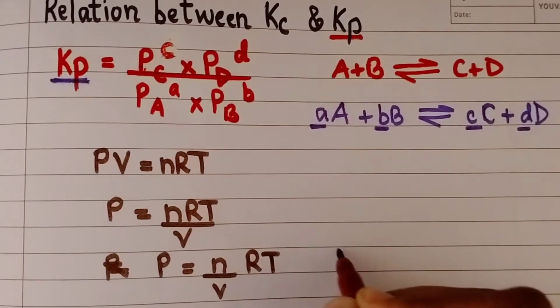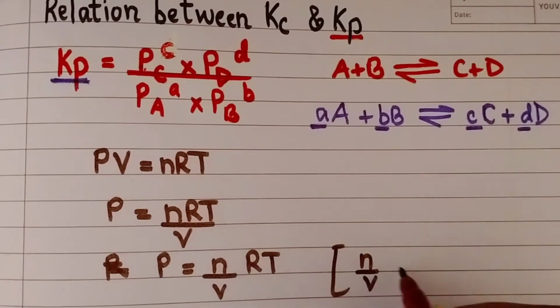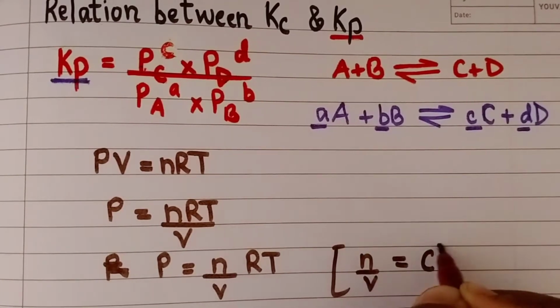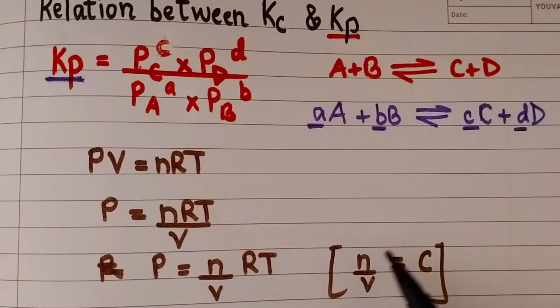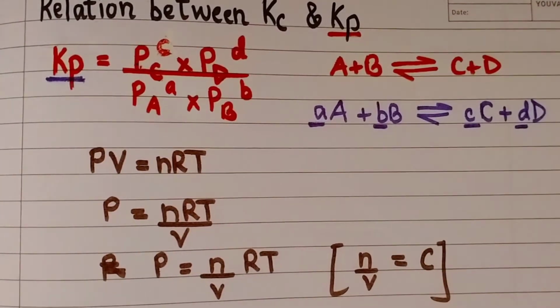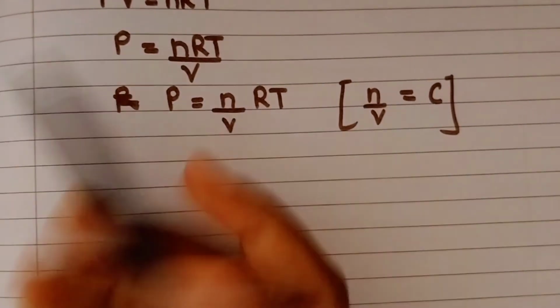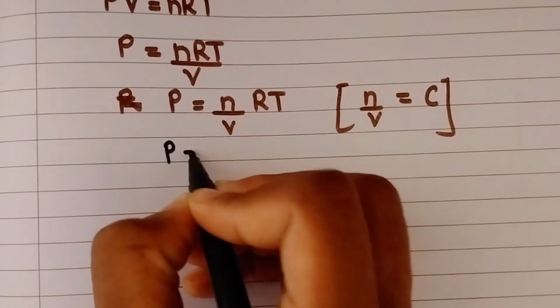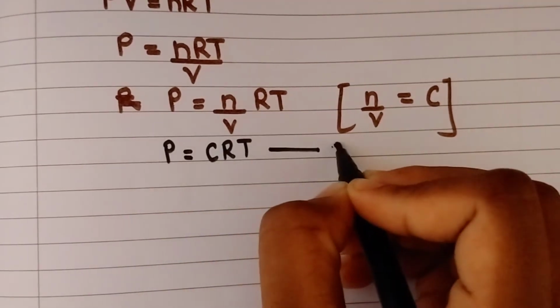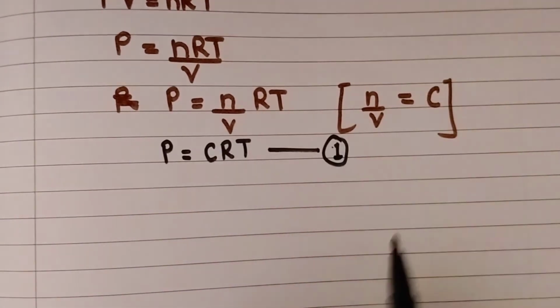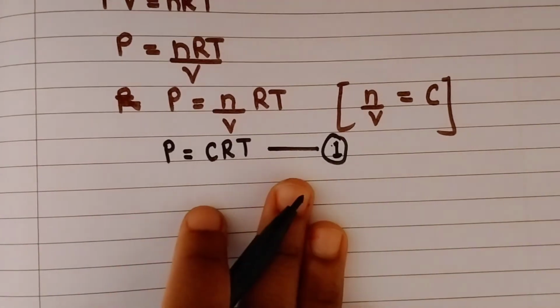As you all know, n by V is also known as concentration. You all know the formula for concentration? Number of moles per volume. So we got concentration, and we will write P is equal to CRT. We will keep this as equation 1, and we will be using this equation.